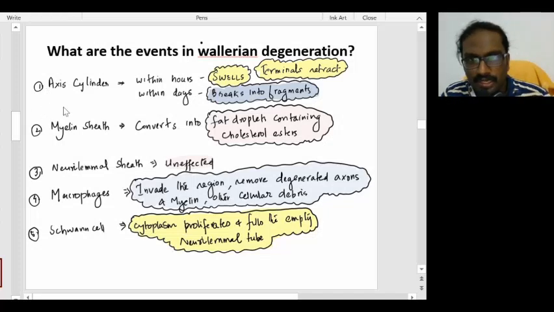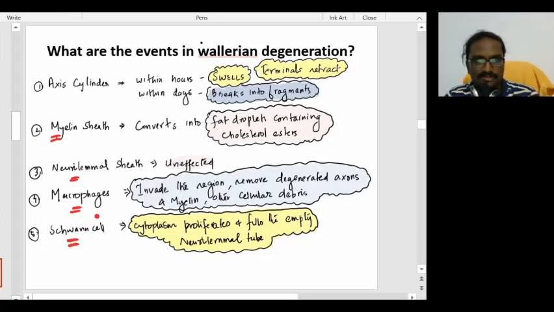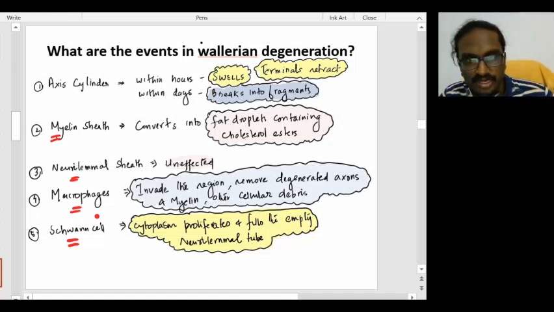We would write Wallerian degeneration in the context of the axis cylinder changes, the myelin sheath changes, the neurolemmal sheath changes, the macrophage activities, and the Schwann cell changes. This is how we are going to approach it, the approach towards Wallerian degeneration.